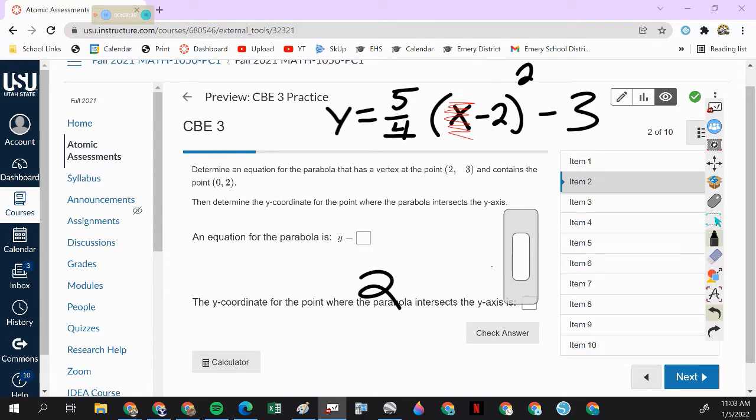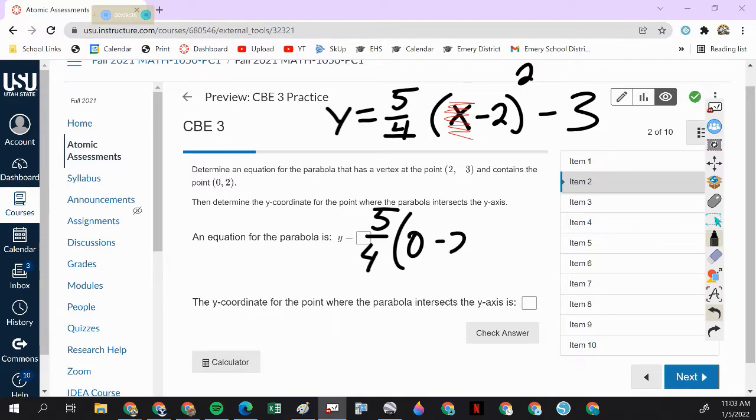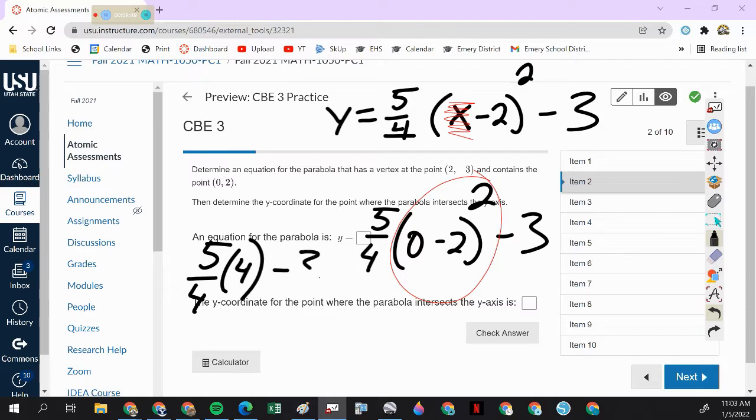Sorry, let me do that again. So I plug 0 in for x. So I get 5 over 4, and then 0 minus 2 squared, minus 3. So this here is just -2 squared, which is 4. So 5 over 4 times 4 minus 3. The 4's cancel, and I get 5 minus 3, which is 2. So I just plug in 0 for x, and then solve for y.